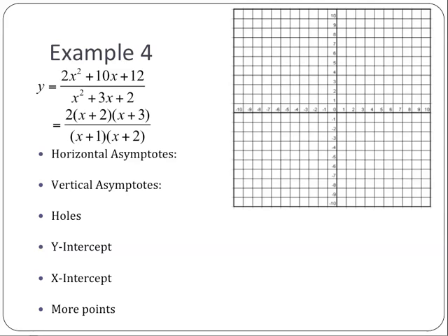Horizontal asymptote: compare degrees. The degrees are the same, so we find the quotient of the leading coefficients. That's going to be 2 over 1, so y is equal to 2.